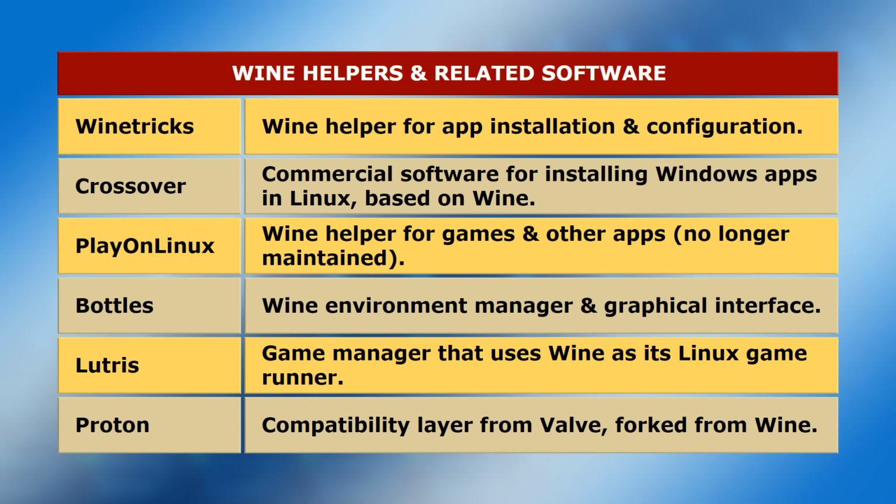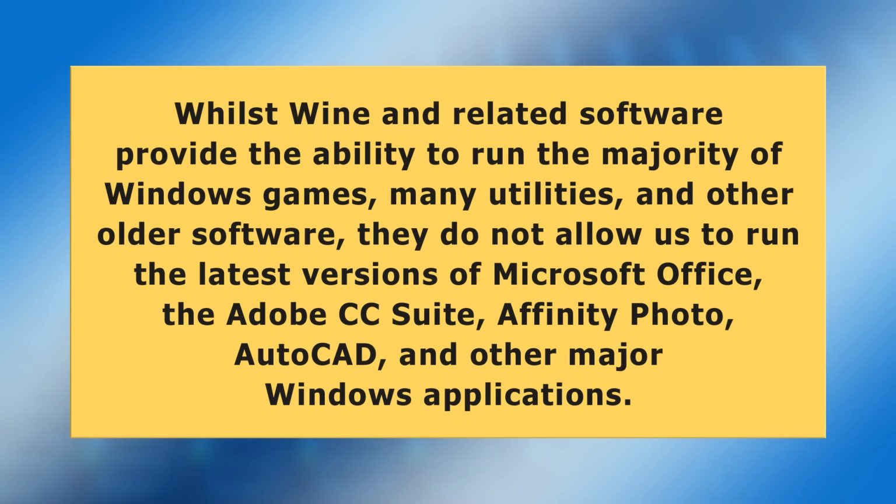Detailing the use of each of these programs is beyond the scope of this video. And if you're a gamer, to use Proton, you just need to install Steam and enable Steam Play. But if you're not a gamer, working through the use of the other helpers here is not going to advance things for many users. And this is because whilst Wine and its helpers do provide the ability to run the majority of Windows games, many utilities, and other older software, they do not allow us to run the latest versions of Microsoft Office, the Adobe Suite, Affinity Photo, AutoCAD, and other major Windows applications.